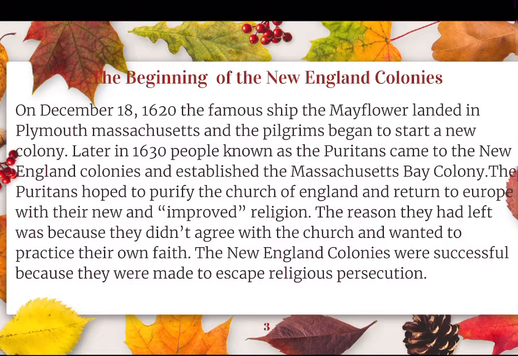new colony. Later in 1630, people known as the Puritans came to the New England colonies and established the Massachusetts Bay Colony. The Puritans hoped to purify the Church of England and return to Europe with their new and improved religion. The reason they had left was because they didn't agree with the church and wanted to practice their own faith. The New England colonies were successful because they were made to escape religious persecution.